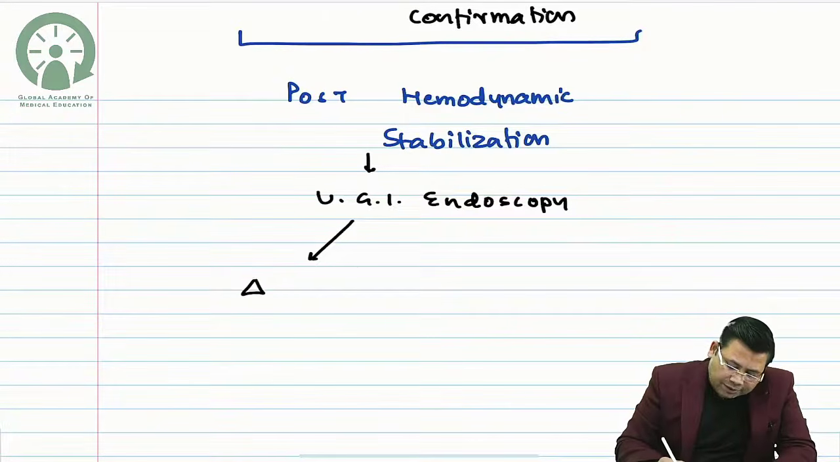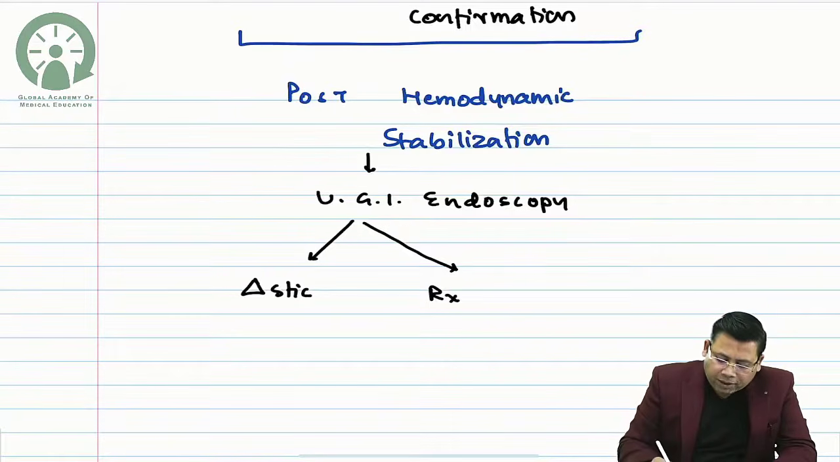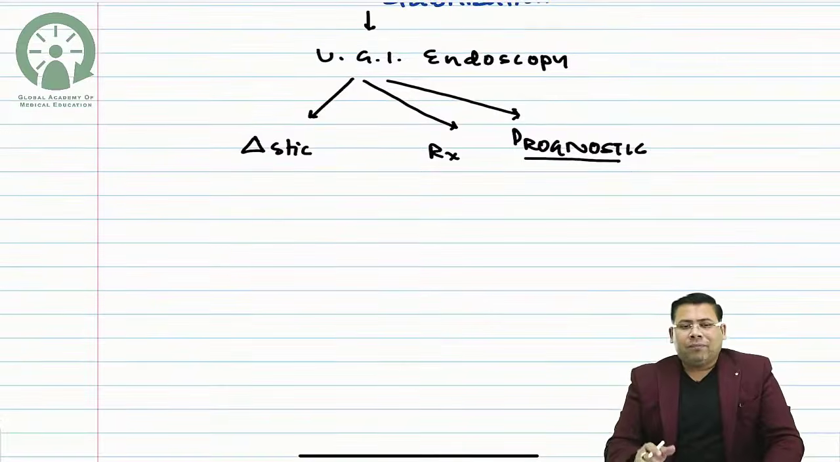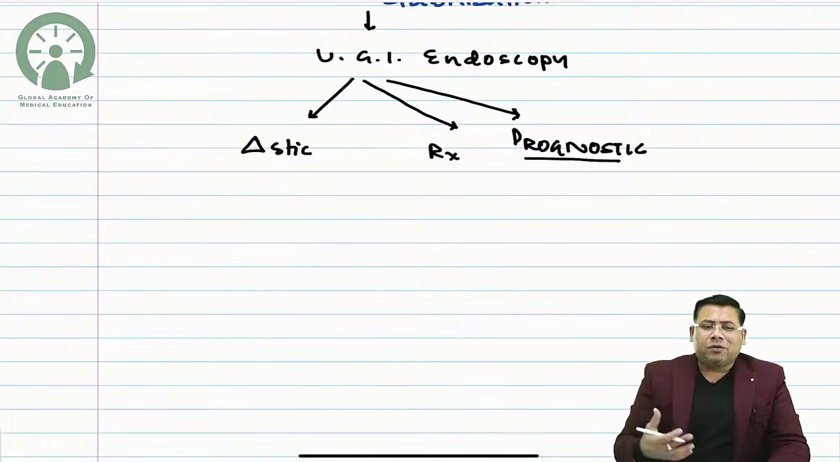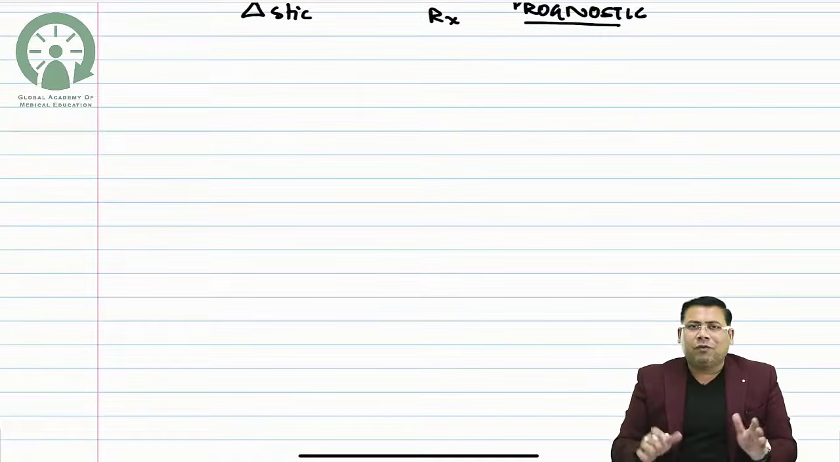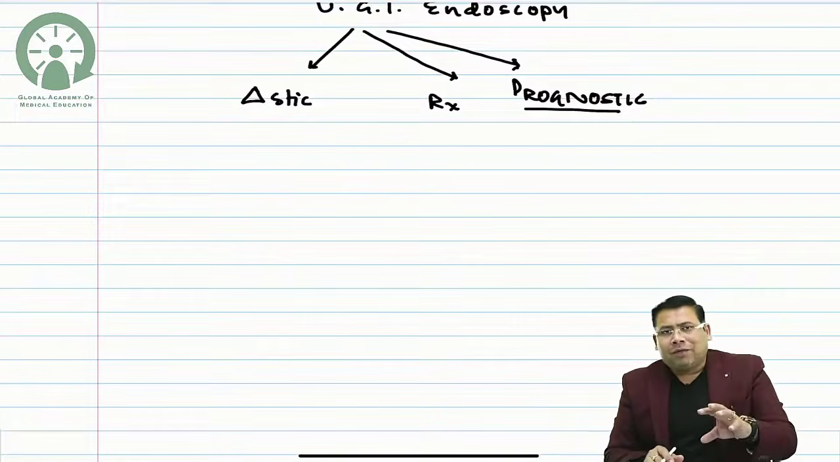Because not only is it diagnostic, you have to understand it is also therapeutic, and it is also prognostic in nature. Now, these are very important things. Further on this upper GI endoscopy, I will discuss as the chapter moves on. Since this is a summary, an overview, let me tell you what are the ways you can stop it.